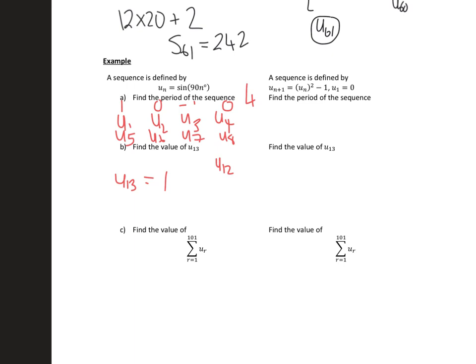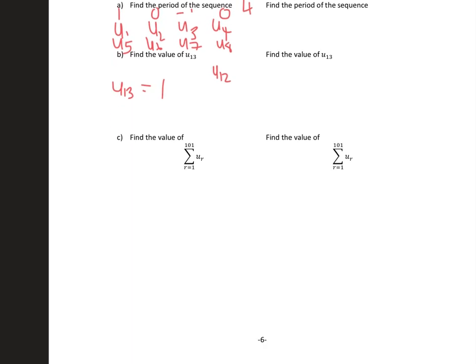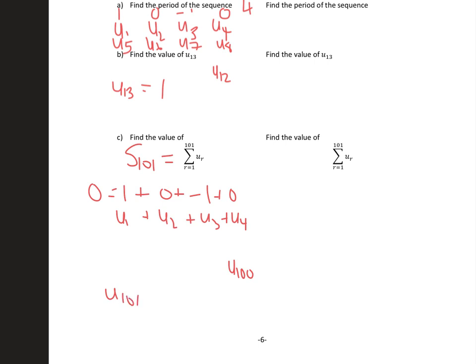And it says find the value from 1 to 101. So that's asking me for S101. Well, I know that the row adds up to, if I add those numbers together, I get 0. So one row adds up to 0, and that row is the first 4 terms. Well, the number 100 is a multiple of 4, so that's going to go in this last term. So I'm going to get 101 left over.